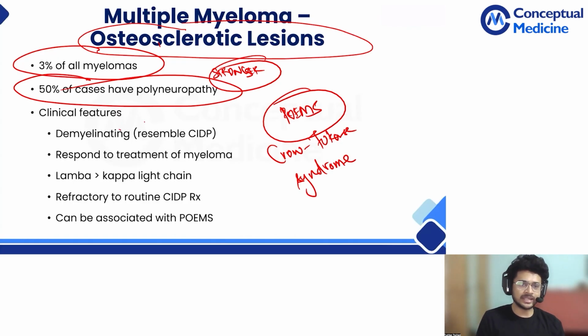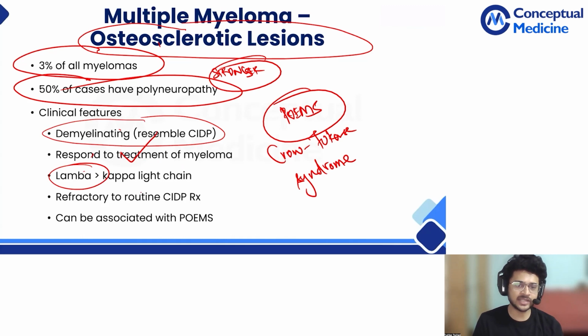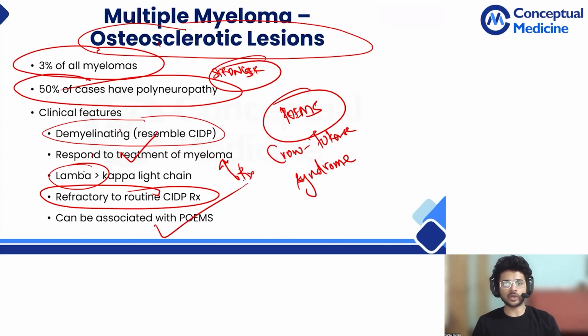Usually it is a demyelinating neuropathy, resembling CIDP. It responds to the treatment of myeloma. It's more because of lambda light chains. It's refractory to the routine CIDP treatment like steroids and IVIG. The main treatment is treatment of the myeloma. And as I told you, it can be associated with POEMS or Crow-Fukase syndrome.